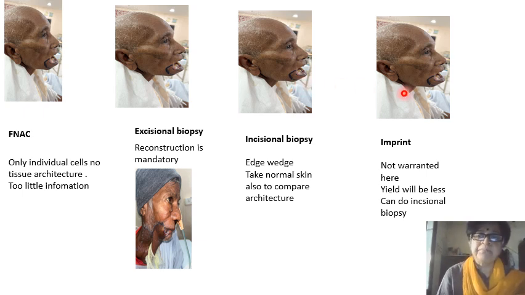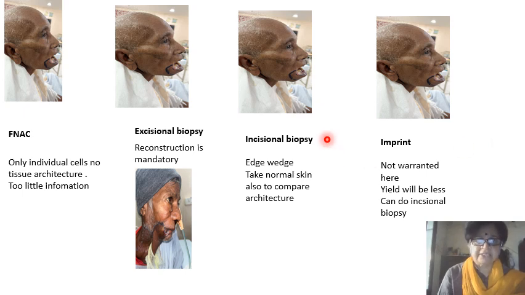What about an imprint smear? Not warranted here. Yield will be less. Number one, it's almost like an FNAC. You just take a glass slide and press on the tumor part and try to stain it and see. You'd see individual tumor cells. Yield will be less. So you can do an incisional biopsy itself because it's not warranted in this setup. I'll come to it when we do an imprint biopsy on a CA oral cavity. We'll come to it further down the slides.